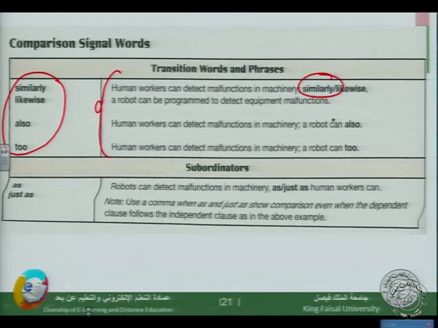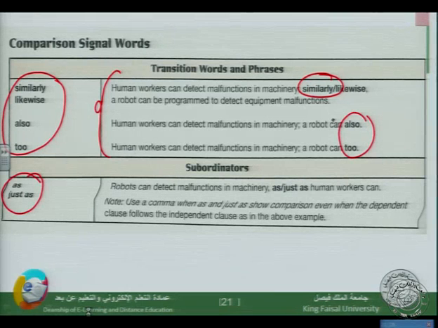فلاحظوا similarly, كذلك, فهذا بنسميها comparison signal words. Human workers can detect malfunctions in machinery. A robot can also, أو too. فبنستخدم similarly, likewise, also, too لنعبر عن comparison signal words.